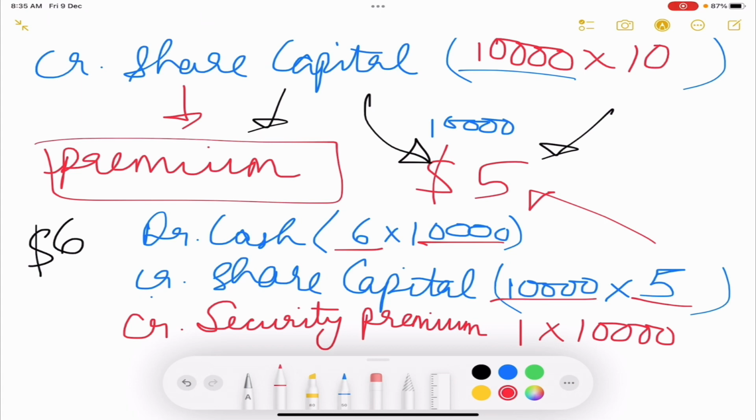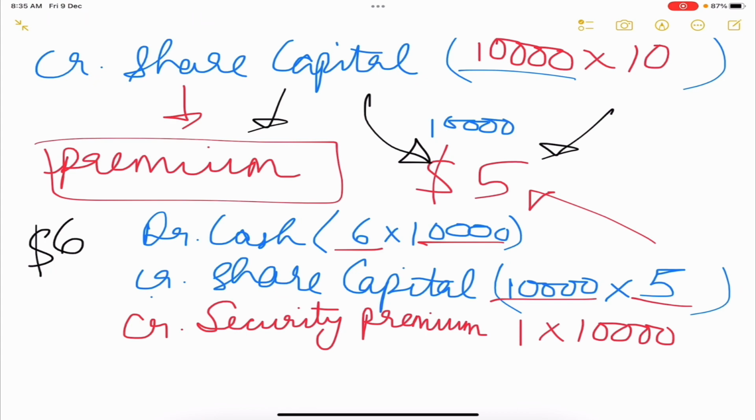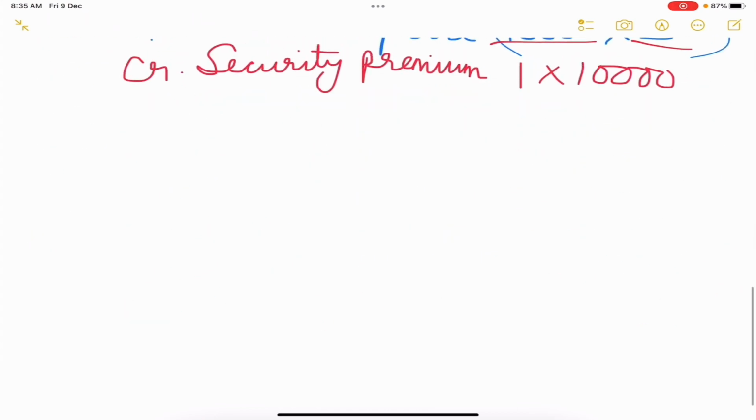I hope you understood. Take a moment and revise it if you can't understand what I just discussed. If I am charging premium on my share, the excess money which I will be receiving will go into the securities premium account. And in share capital we will always have the face value. I hope you got what we discussed so far.